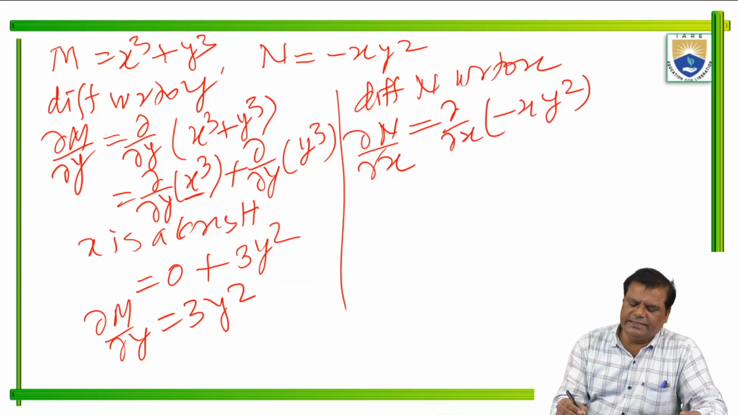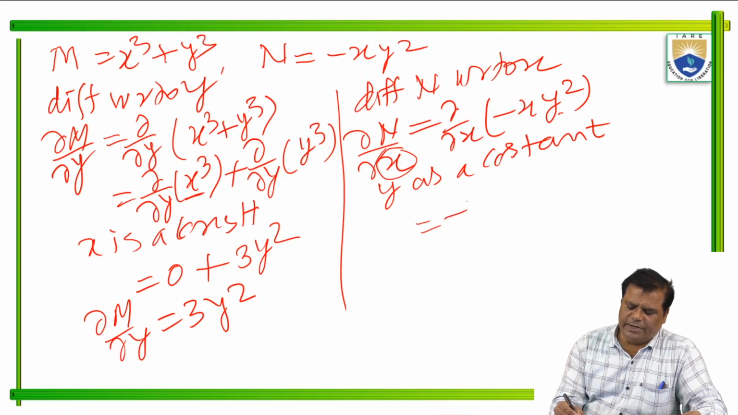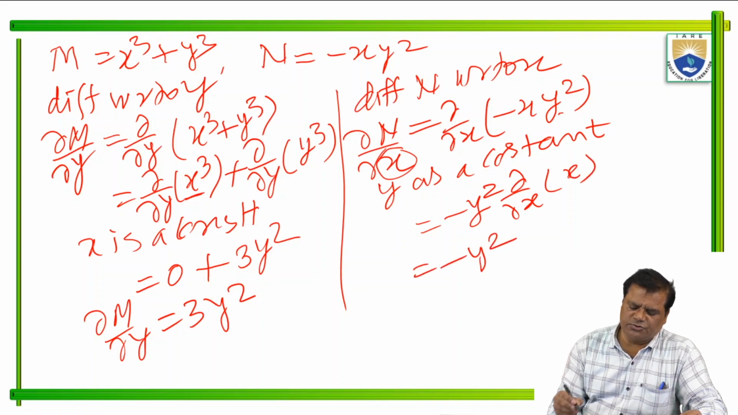So here y is a constant, because we are doing differentiation with respect to x, partially, so other variables are kept constant. The other variable in this function is y, so y is a constant, and we differentiate with respect to only x. So here minus y square del over del x of x, so this is minus y square.